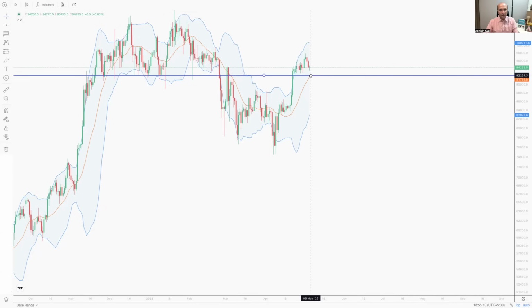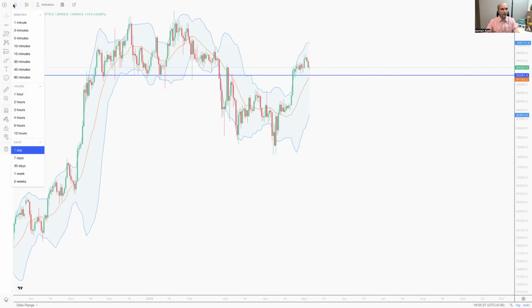Also, इससे थोड़ा अगर मैंने नीचे किया, this becomes a very super support because this is also the 20-day moving average which you can see here. So ये 20 DMA है. So that is also the support. This is the support. That's the area we are looking at right now.